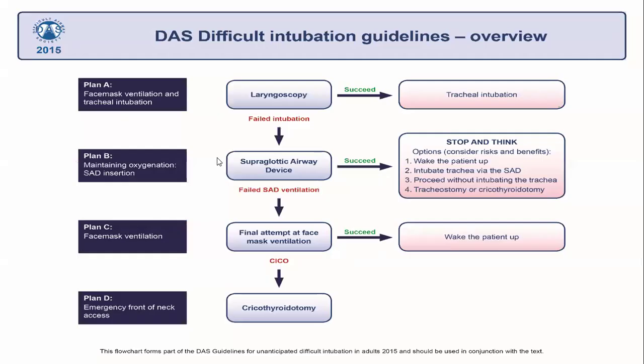So you have 4 plans. Plan A, B, C, D, right? Plan A, how many attempts? 3 attempts. Okay. If you failed the first plan, you will go for what? Plan B. No, wrong. If the first attempt failed, you will go for? Second attempt. No, wrong.